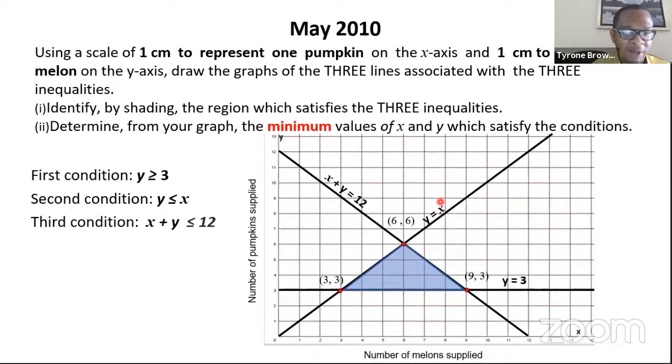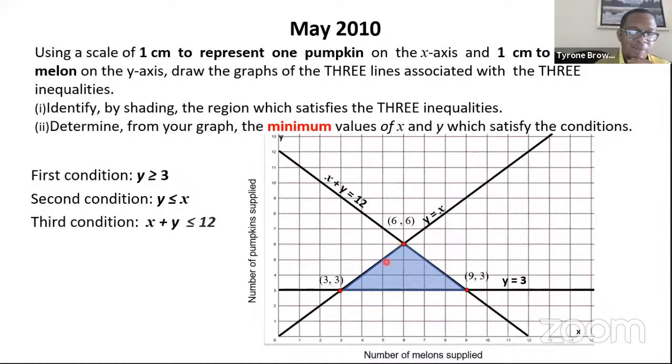of the question. So the final part of the question asks us to determine the minimum value of x and y. What is the least amount of melons and the least amount of pumpkins that we can sell? So x being pumpkins and y being melons. Using the coordinates, and they're highlighted in red for ease of use, which one of them will give us the least amount of pumpkins and the least amount of melons?